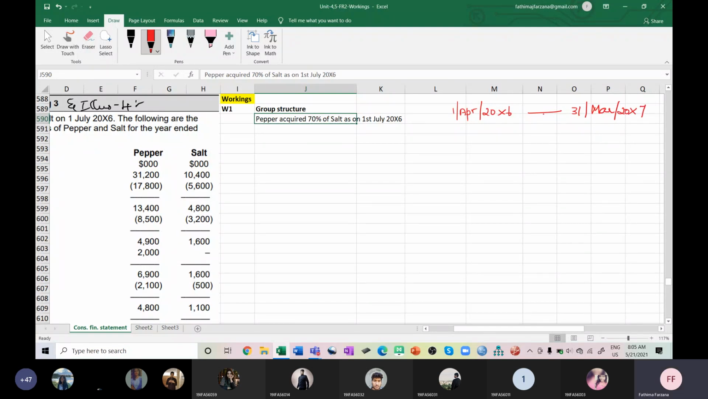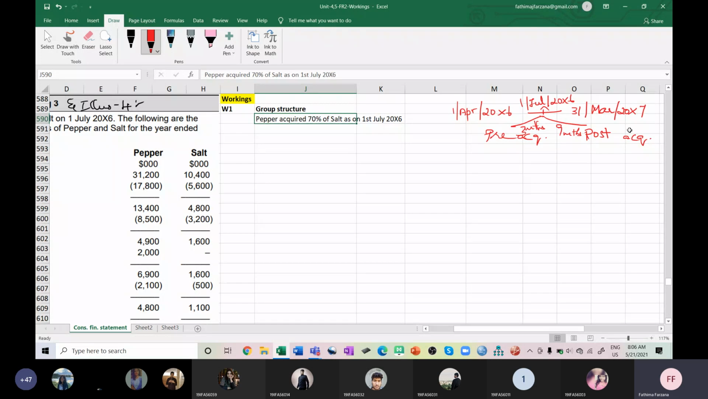So the acquisition is happening in between, on 1st July 2006. We are very much worried about the post-acquisition period. So I'll write this part as pre-acquisition and this part as post-acquisition. How many months is pre-acquisition, and very importantly, how many months do you have for post-acquisition? 3 and 9. If one is 3 months, obviously this is 9 months. So this is very important.